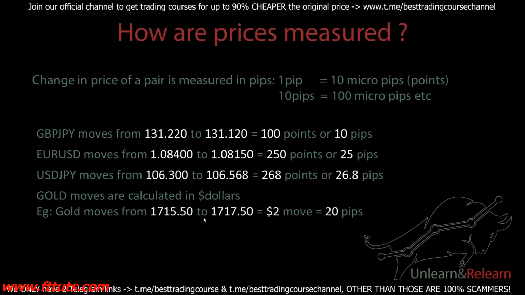You have to understand this: when you're looking at gold prices on your charts, you're always looking at the dollar values. Right now gold is at $1,715.50. If gold moves to $1,717.50, that's a change of $2, which means gold has moved by 20 pips. If gold moved from 1715 to, let's say, 1720, that's a change of $5, which also means gold has moved by 50 pips.